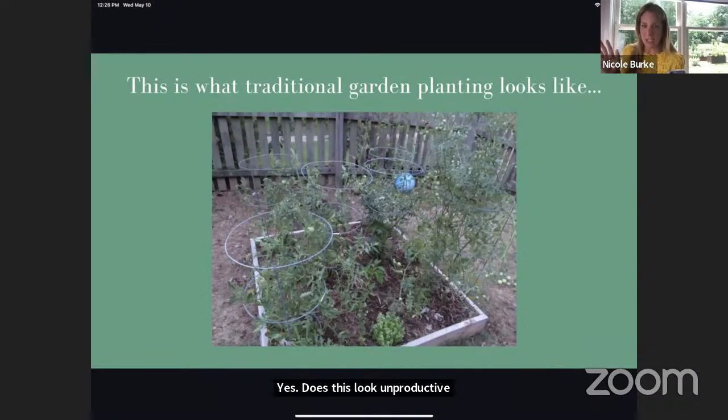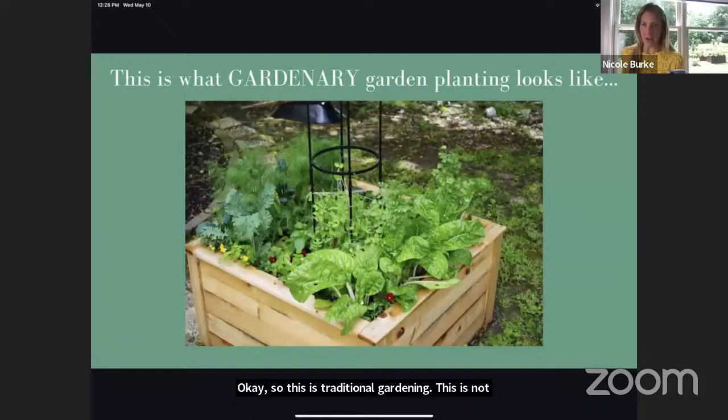Does this look unproductive? Like there's not a lot to do or harvest? Yes, it does, right? And does this look like it's hard on my plants? Do my plants look like they're thriving? Anybody think my plants are thriving here? No, I don't think they look like they're thriving. Okay, so this is traditional gardening. This is not planting enough plants. And this is Gardenary gardening.